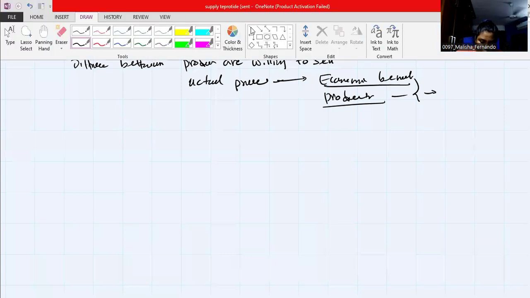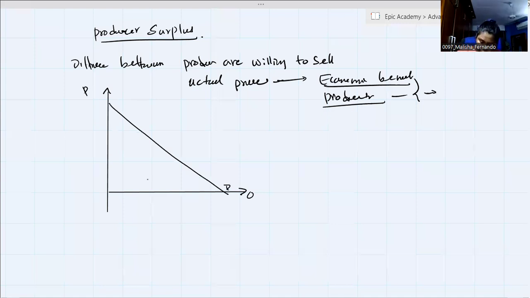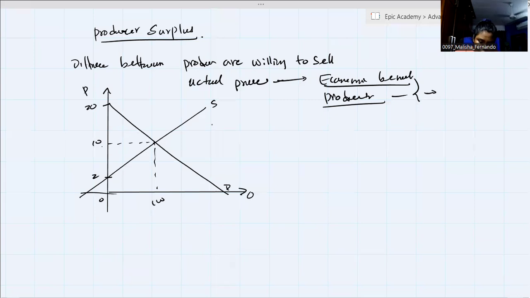In a particular market, this is the market situation. Price and quantity are here. This will represent the demand, and this will represent the supply. I will put the values. This is 2. This is 20. And this is 10. And this is 100. By considering the supply curve, you can identify several things.